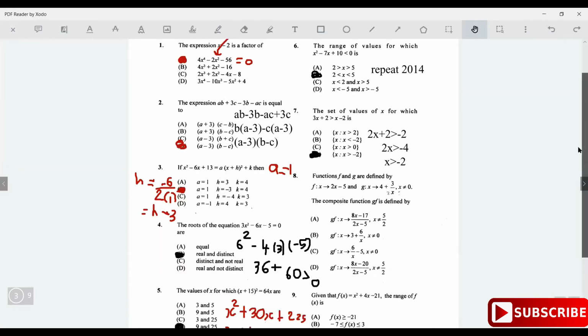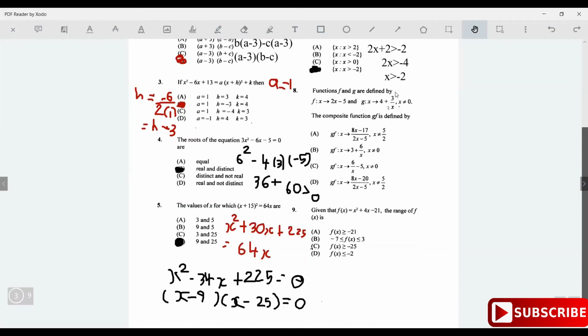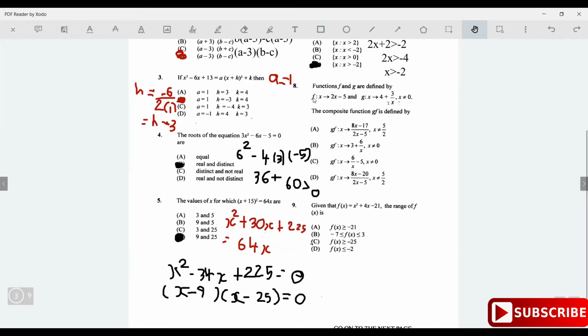Question 8. It says functions f and g are defined by f of x is 2x minus 5, g of x is 4 plus 3 over x. And they want us to find g of f of x. So all we're going to do is plug f into g. What we're going to get is 4 plus 3 over f of x.